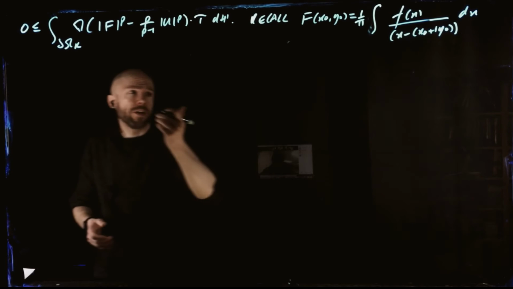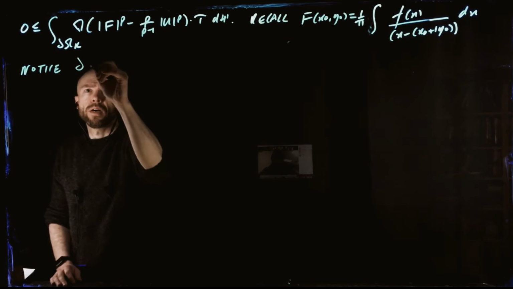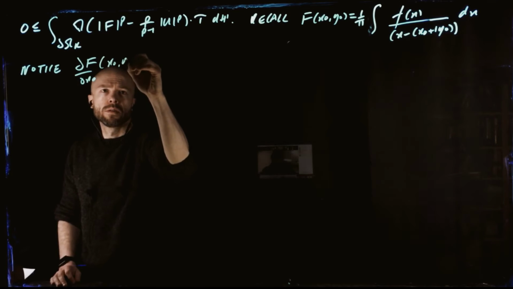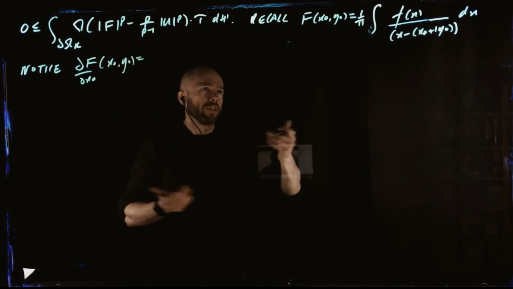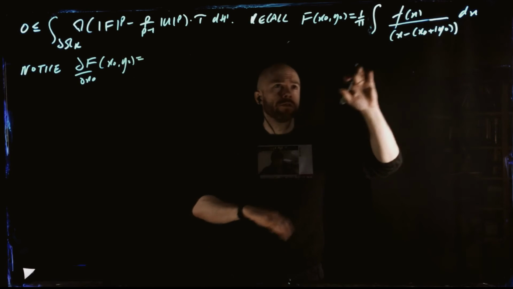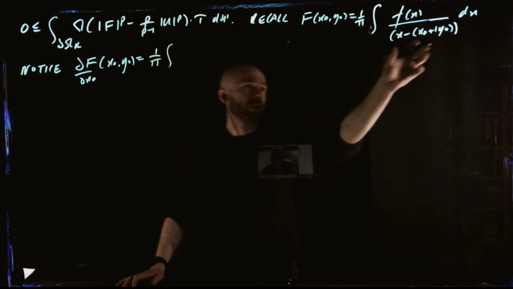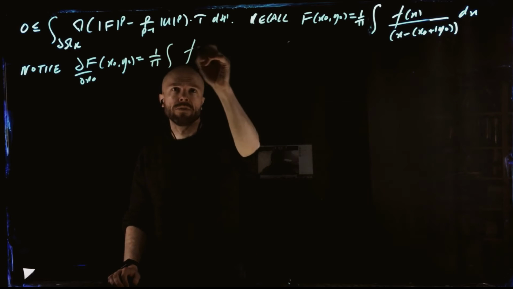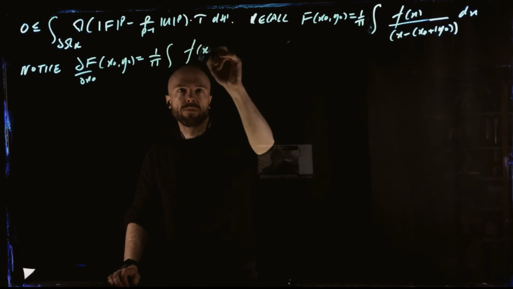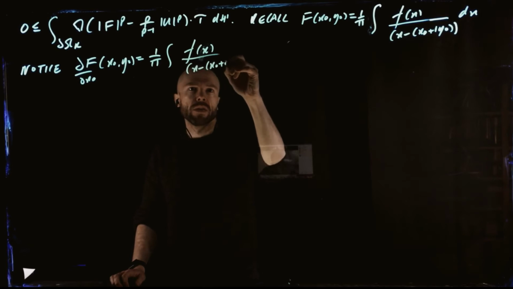So let's take the partial with respect to x. So notice that if we take the partial of f of x0, y0, then everything is smooth. Our function f is C infinity. We're going to differentiate through this without problems for that reason. We're going to have 1 over pi, and then we're going to just be differentiating this thing with respect to x0. So we're going to have f of x over x minus x0 plus I times y0.